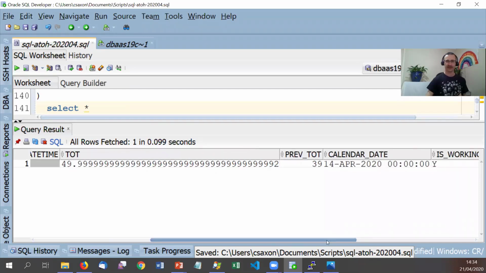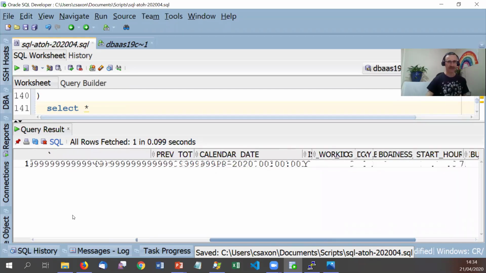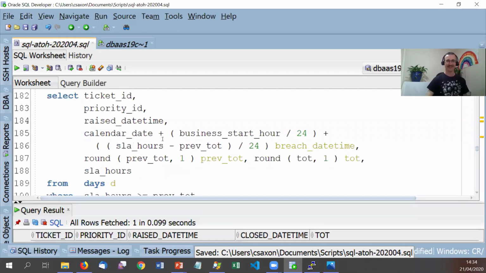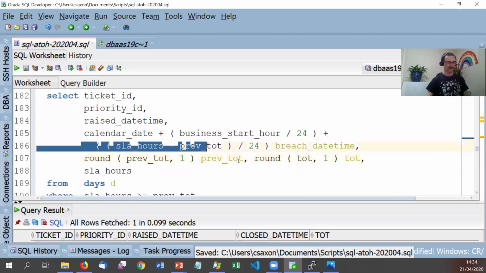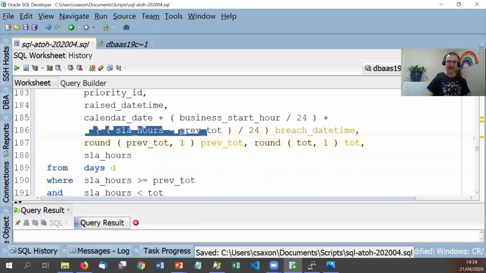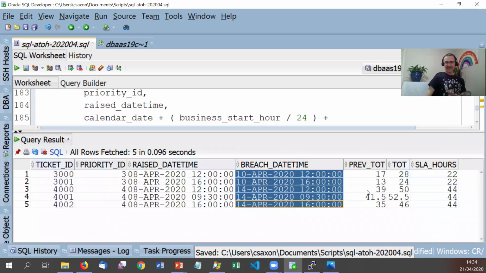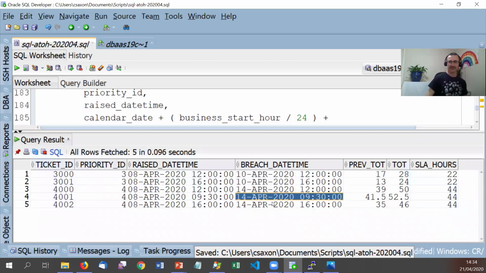This is going to breach on, I haven't calculated the breach there. I need to do a little bit more calculation at the end. Add on the number of working hours today. It's a lot of fiddly calculations here. It's always a pain when dealing with dates. There's all sorts of bits and bobs. So there's our 5 tickets. There's our different breach dates. And we can see they're falling various different times.